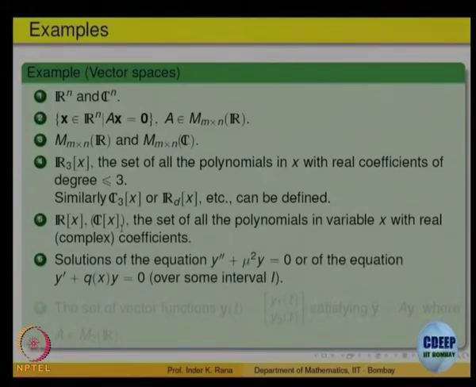This is something that you will come across in your differential equations course. Look at the solutions of the differential equation y double dash plus p y dash plus q y equal to 0. What do we mean by the solutions of this equation? You are looking at a function y which satisfies the equation. If you have two solutions y1 and y2, and you add them, that will again be a solution of the same equation. If y1 satisfies this and y2 satisfies this, y1 plus y2 also will satisfy the same equation.